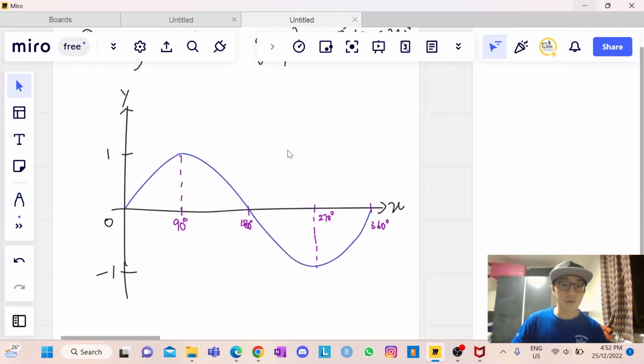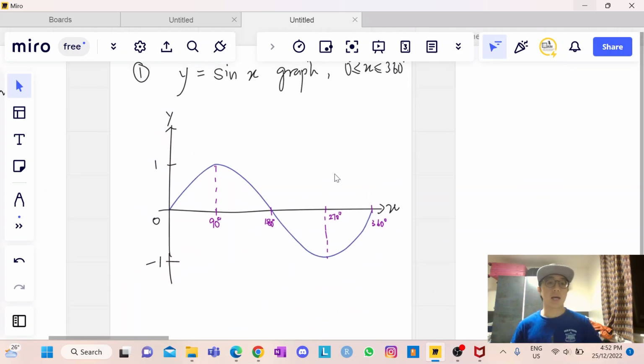From this graph, you can see the sine graph starts from 0. When x equals 0, y equals 0. It moves up until y equals 1 and x equals 90 degrees, and it goes back down. It touches the x-axis at 180 degrees. Then it moves down and goes back up. Beyond 360 degrees, it will repeat the same thing over and over again. So this is the sine x graph.